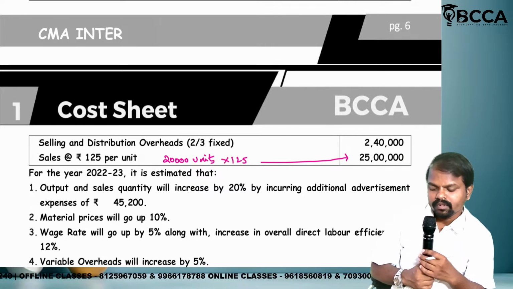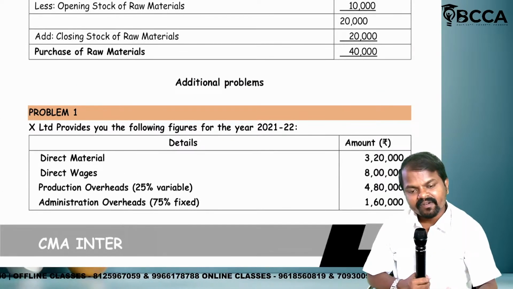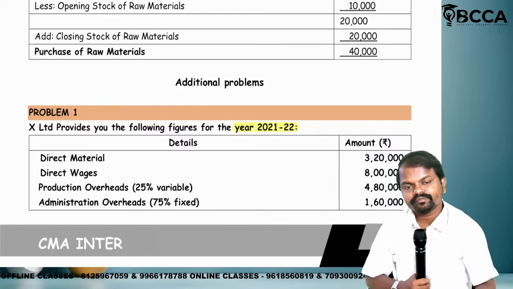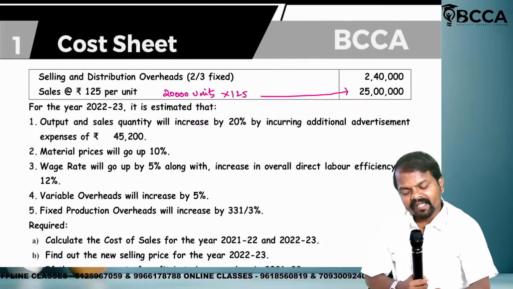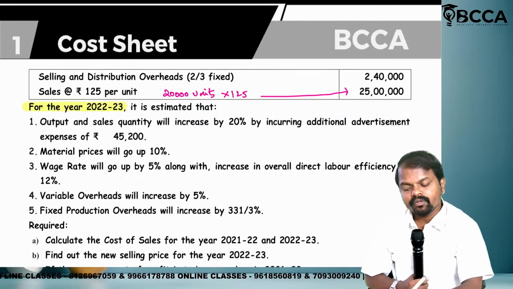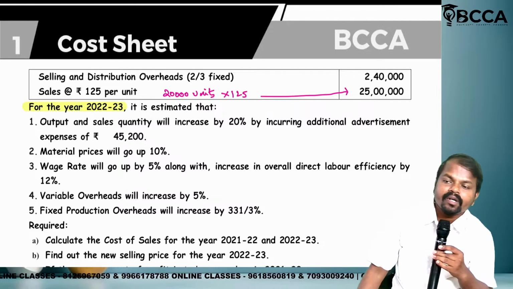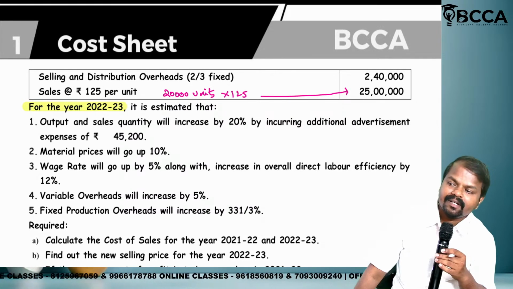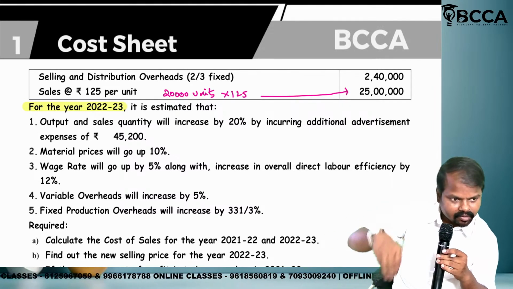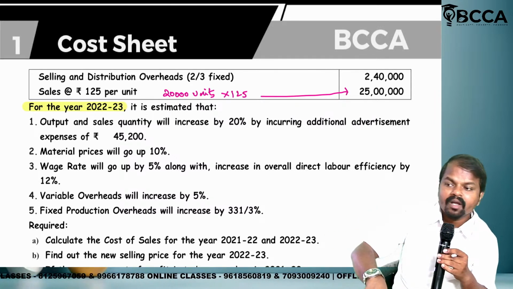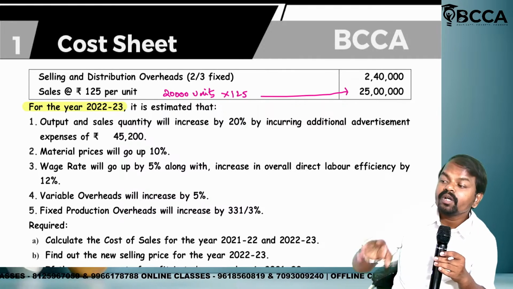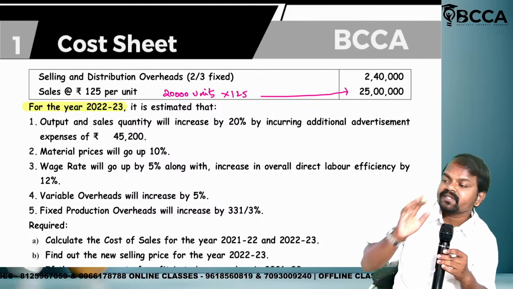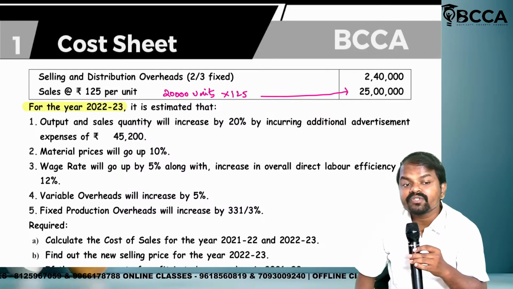Listen. This data is for which year? Underline the word 21-22. In the next paragraph they gave data for the year 22-23. It is estimated. Now tell me, as per the question paper, which year are we in? 21-22. In view of 21-22, 22-23 is called projected, future, estimated.